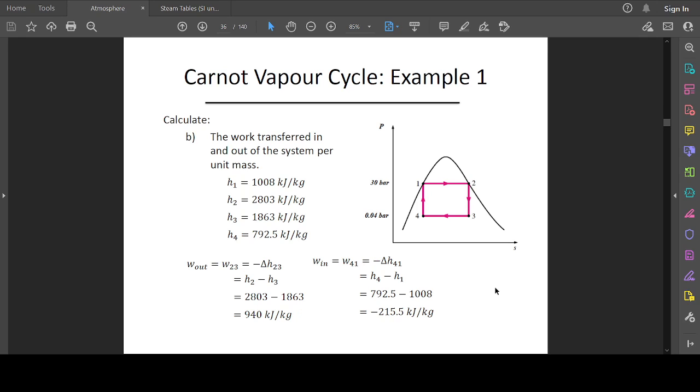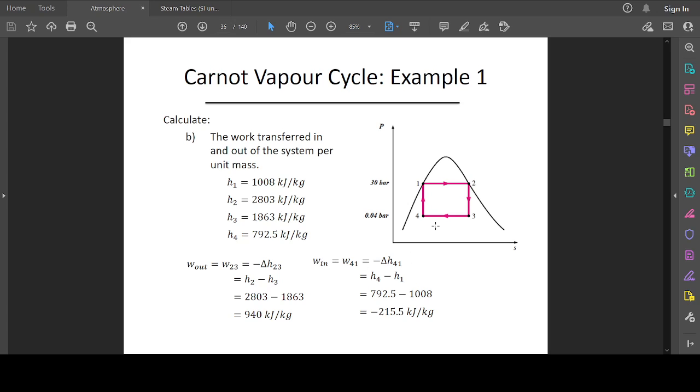So question B asks us to calculate the work transferred in and out of the system per unit mass. So the work transferred in and out of the system is between these 2 points. The work done by the steam in the turbine is between these 2 points, and the work done to compress the low quality steam and bring it up to the operating pressure of the boiler is between these 2 stages. Okay, so if we take the difference in enthalpy between stage 2 and 3, that will give us the work done by the steam, which is the work lost.